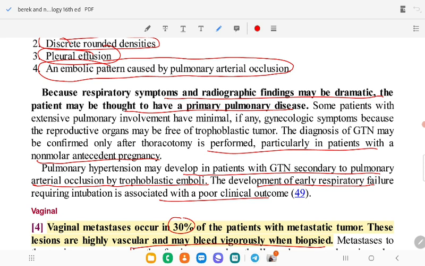The diagnosis of GTN may be confirmed only after thoracoscopy is performed, particularly in patients with non-molar antecedent pregnancy. Pulmonary hypertension may develop in patients with GTN due to pulmonary arterial occlusion by trophoblastic emboli. The development of early respiratory failure due to embolization, requiring intubation, leads to a poor clinical outcome.